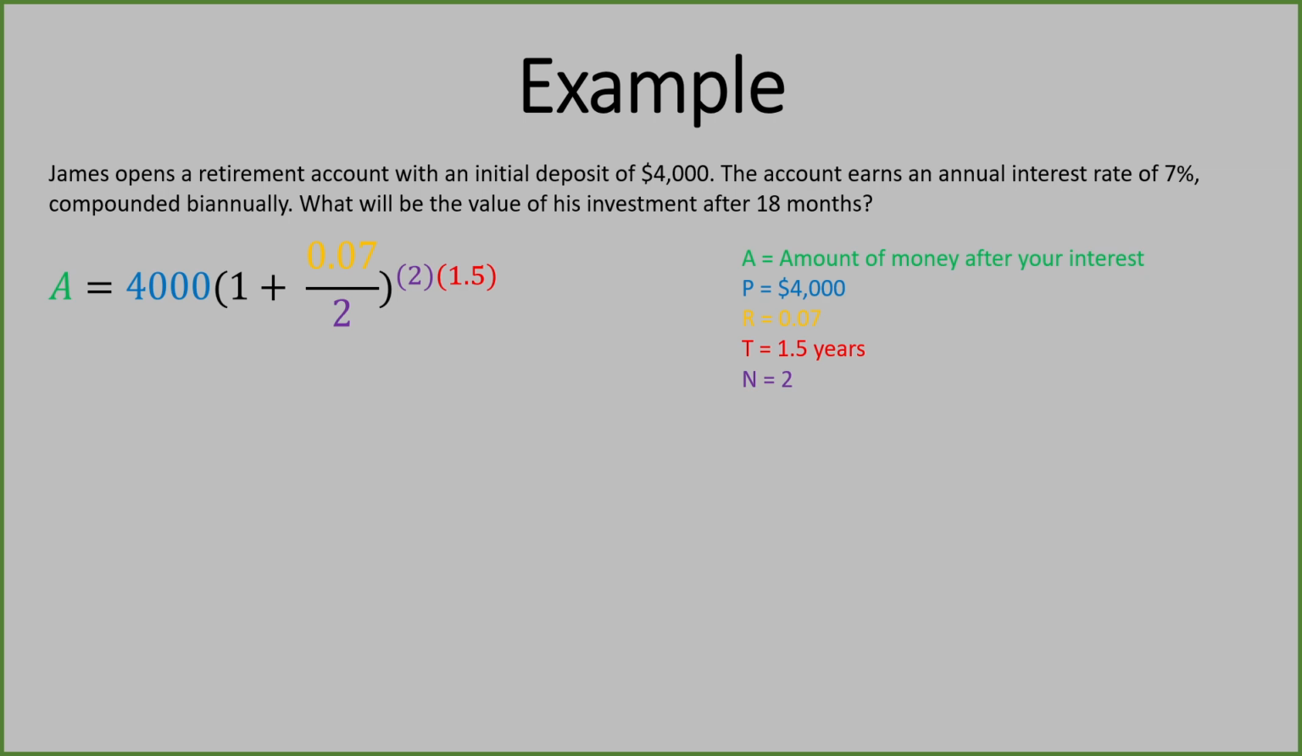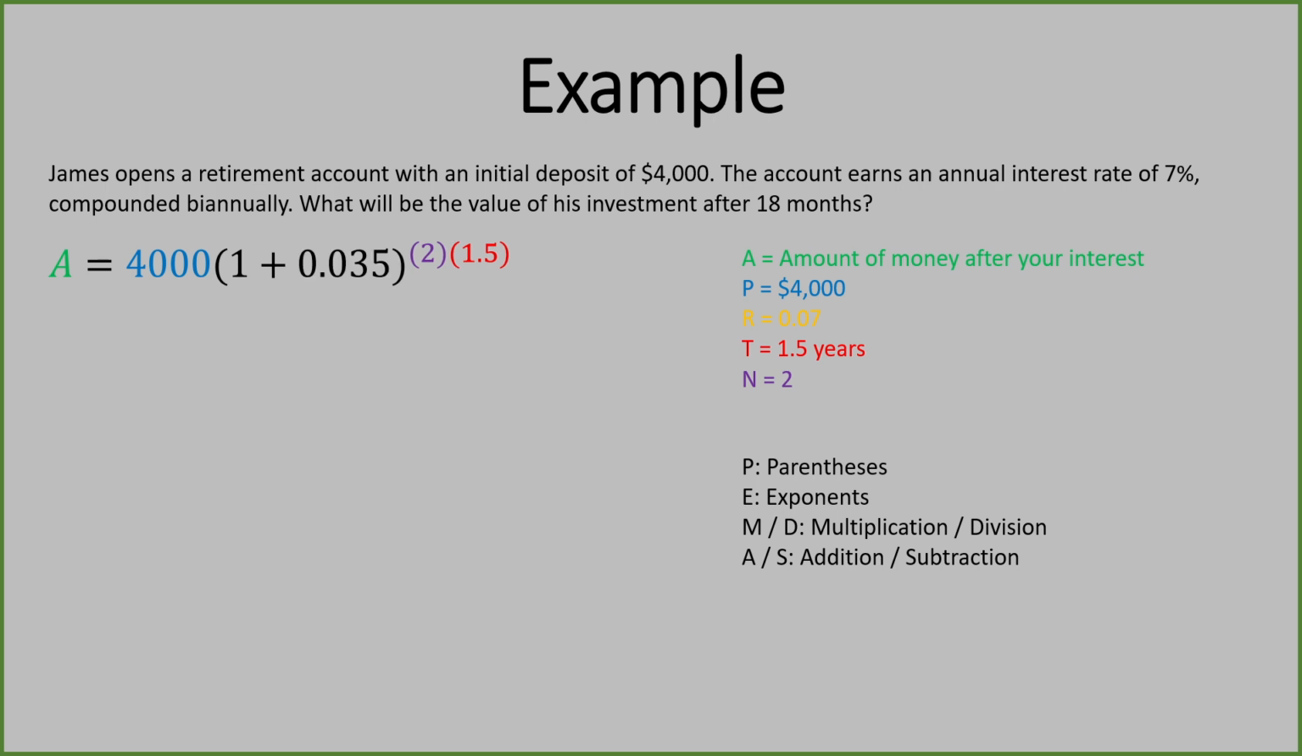Now before we start solving, we remember to follow the order of operations. That's right. Let's focus on the parentheses first, and within the parentheses, let's do division before addition. 0.07 divided by 2 is 0.035. Now let's add the values in the parentheses. 1 plus 0.035 gives us 1.035.